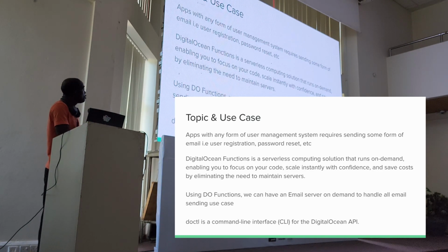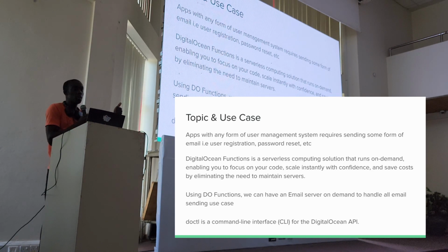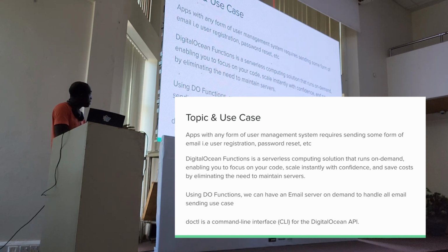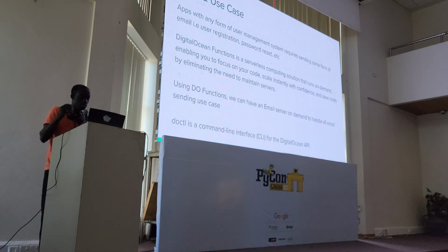So we will use it to send emails on demand by just hitting an endpoint with a payload. So the body of the email, the address you want to send it to, the subject, and stuff like that, and it will send it for us. DigitalOcean has a command line interface which we use to access the DigitalOcean API, and through that we are able to create serverless functions which allow us to deploy our function as a service.